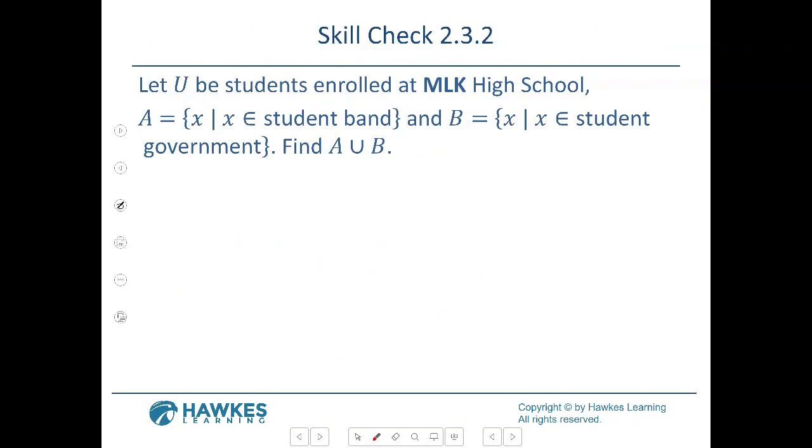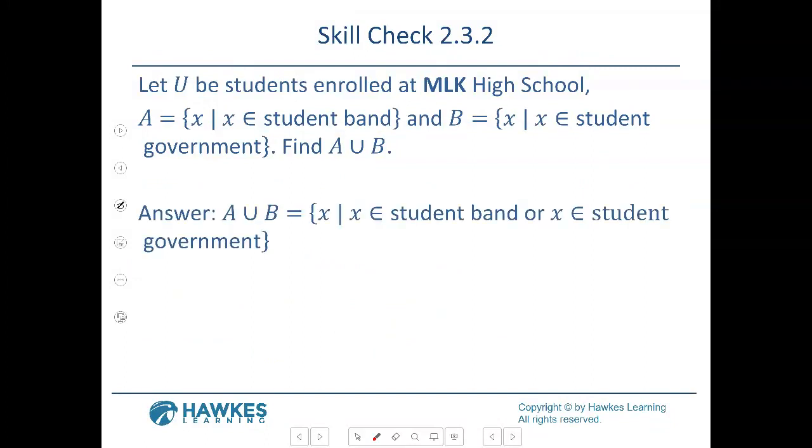So here we go. We have let U be the students enrolled at MLK High School. A is the student band, and then you have students that are in government. So if you combine them together, what can you have? Basically, you would have students who are in band or students who are in government. So you put them together. You don't have to worry about listing anything out because we don't know who those students are. So you just say, these are these. This is when you put them together. That is showing the demonstration of the students combined together.